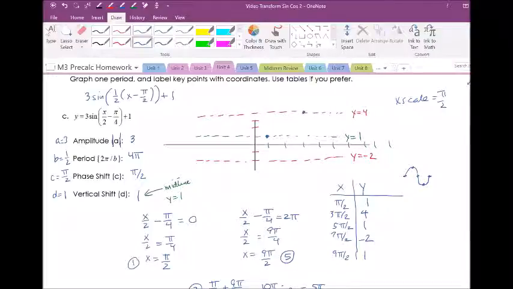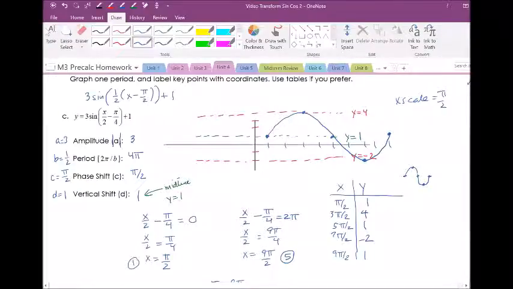And then I'll graph the points: pi over 2, 1, 3 pi over 2, 4, 5 pi over 2, 1, 7 pi over 2, negative 2, and then 9 pi over 2, 1. And then I'll connect with a smooth curve.